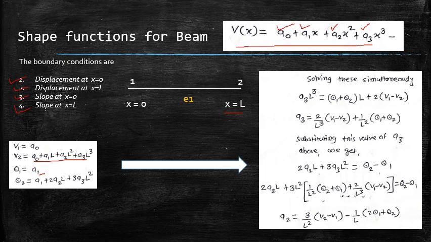So theta 1 is nothing but dv by dx at local node number 1 where x is equal to 0, and theta 2 becomes this equation. Again theta 2 means dv by dx at local node number 2 where x is equal to L. So from these four simultaneous equations we can easily find out the values of a0, a1, a2 and a3.